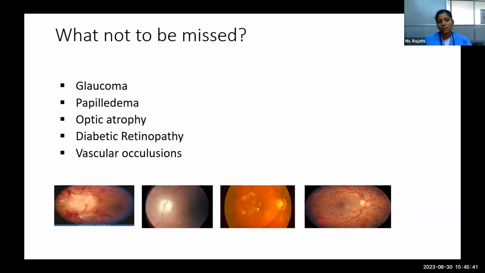What is not to be missed in fundus examinations? Any disc changes, glaucoma changes, optic atrophy, diabetic retinopathy changes, and vascular occlusions we should not miss.